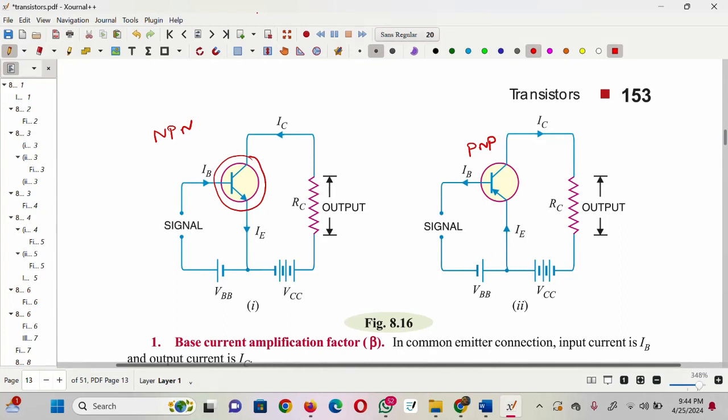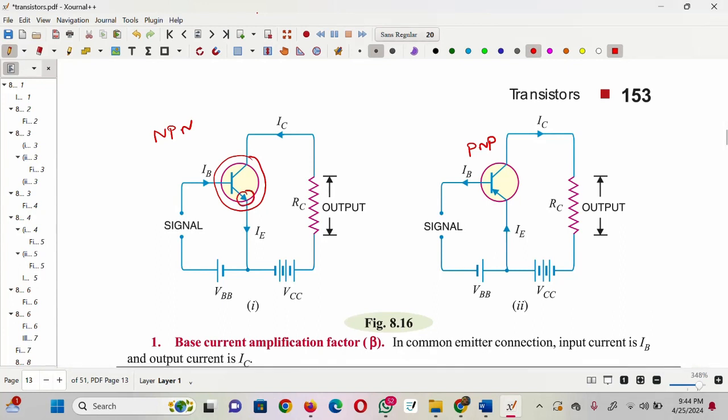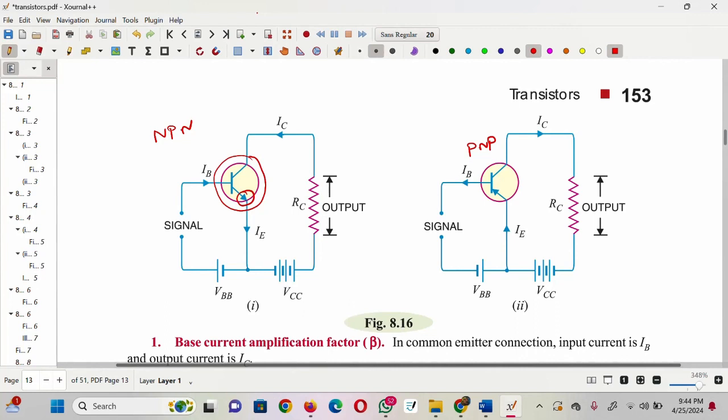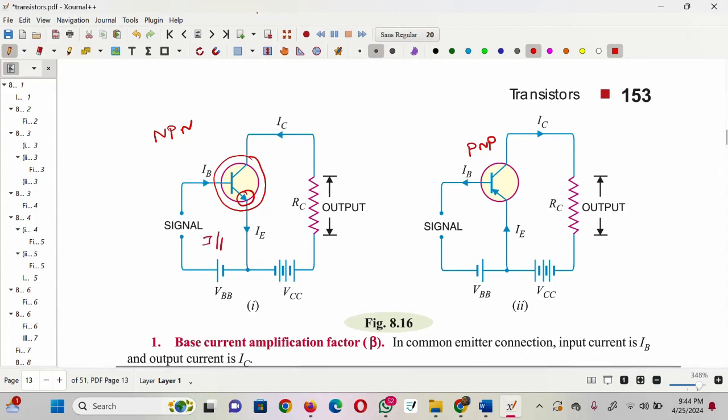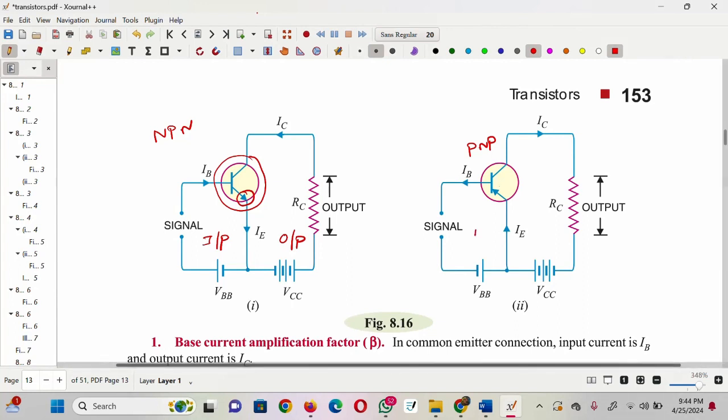So in common emitter, the emitter is common between input and output. This terminal is called the input terminal and this one is the output terminal. The same thing applies to the PNP transistor. PNP means the emitter terminal is going into the base. This is called input and this is called the output terminal.